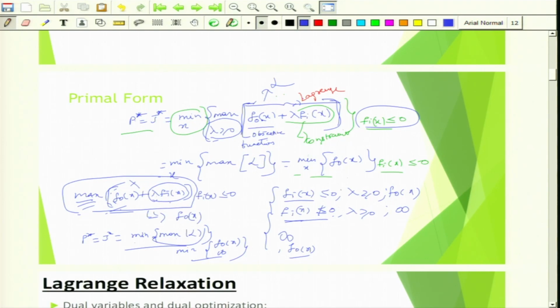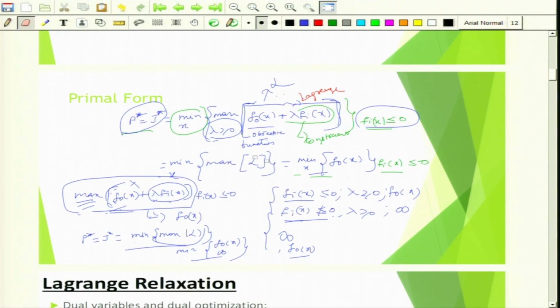So the primal form, which looks very complicated, which is nothing but the minimum of the maximum of the Lagrangian function, boils down to the original function itself, which is f naught of x, provided the constraint is within the limit, fi of x is less than or equal to 0, right.